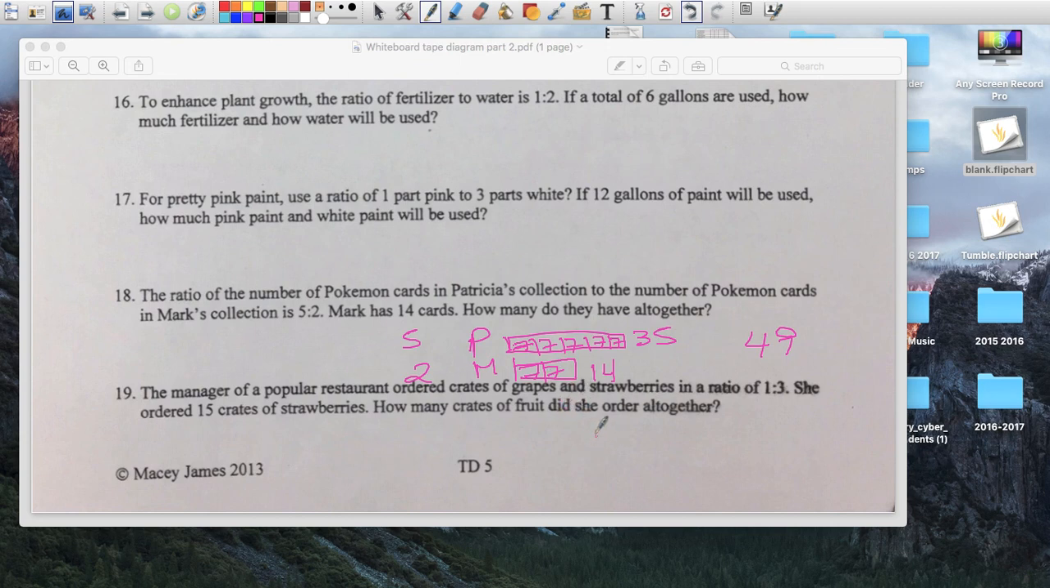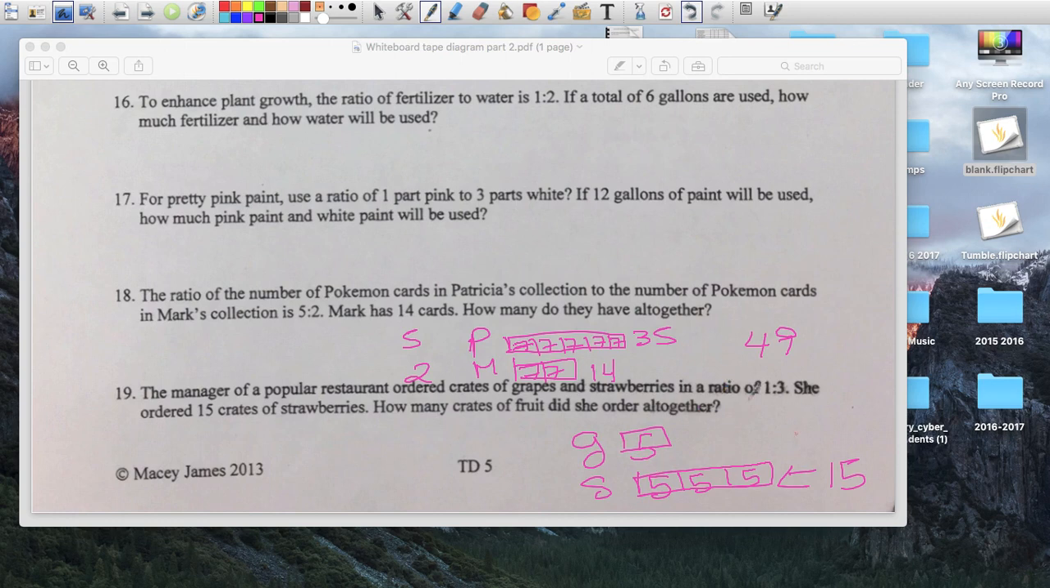Crates of grapes and strawberries. So grapes is 1, strawberries is 3. That's your ratio right there, 1 to 3. She ordered 15 crates of strawberries. How many crates of fruit did she order? Well, there's my ratio, 1 to 3. Okay, so that's represented. Now, if the strawberries are 15, that means each box is what? 5, 5, 5, which makes this a 5.